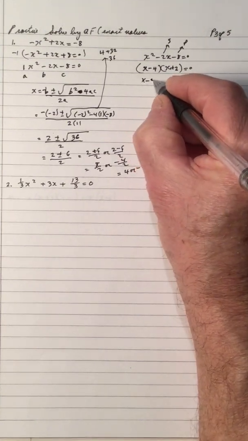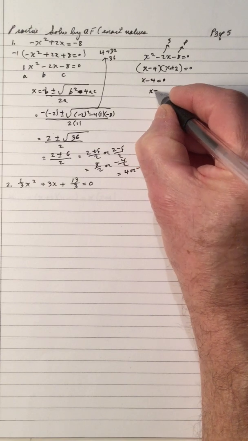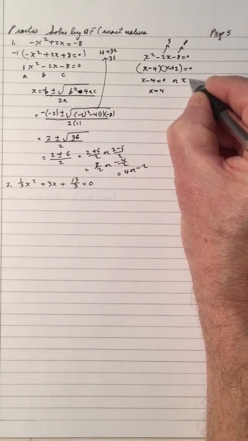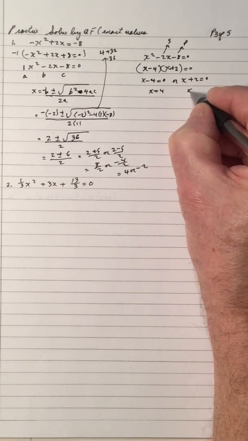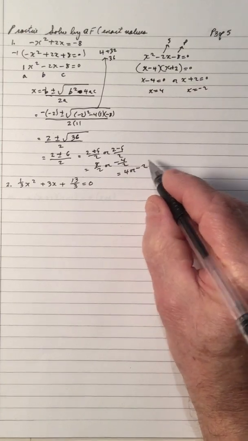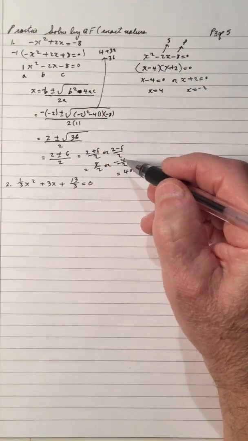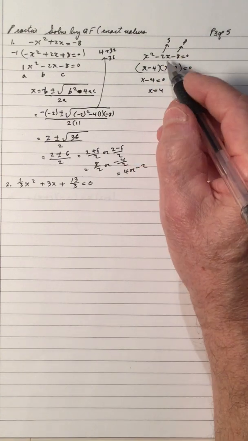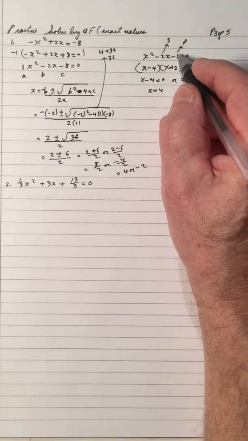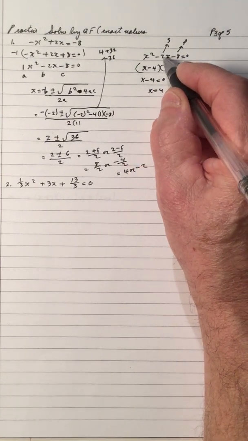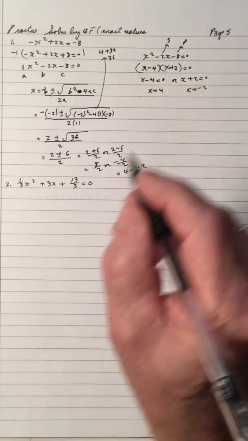And x minus 4 equals 0. So x is 4, or x plus 2 equals 0. So x is negative 2. And so the quadratic formula always works, but factoring will only work when the factors of 8 fit to give you the 2 when they're rational.